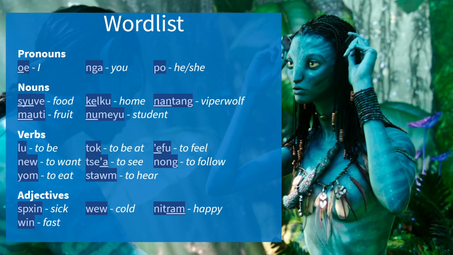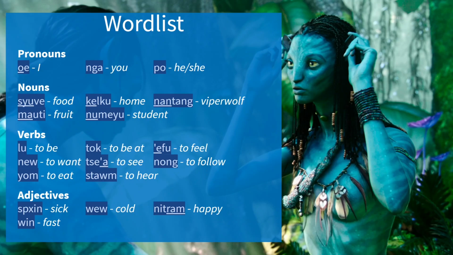But you could also state siuve lu weu. The food is cold. So here we use lu again because the food is just cold. That's a fact. It's not the way that the food is feeling because the food doesn't really feel, right? Nitram is happy. So you would use that one with fu to feel because happy is the way you feel.